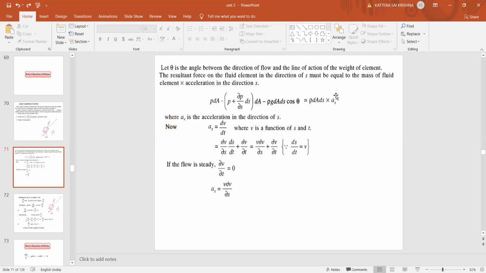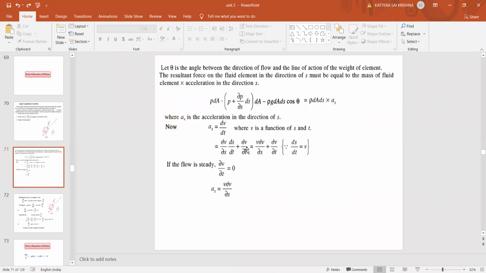So now see, we need to take the term a_s. We need to concentrate on this acceleration term, where a_s is the acceleration in the direction of S. Acceleration is the change in velocity with respect to time, so a_s equals dv by dt, where v, the velocity, is a function of S and t. S is the direction of flow and t is the time. So we can also write that as a_s equals dou v by dou S into ds by dt plus dou v by dou t.